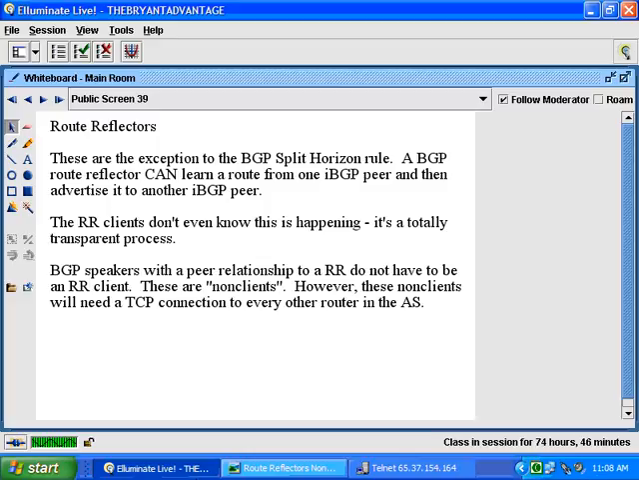But it is possible for a BGP speaker to have a peering to the route reflector and not be configured as a client. We have a really clever name for these. We call them non-clients. And for total connectivity, those non-clients would need a TCP connection to every other router in the autonomous system. Where, of course, if it's a route reflector client, the only peering it's going to have is back to the route reflector.